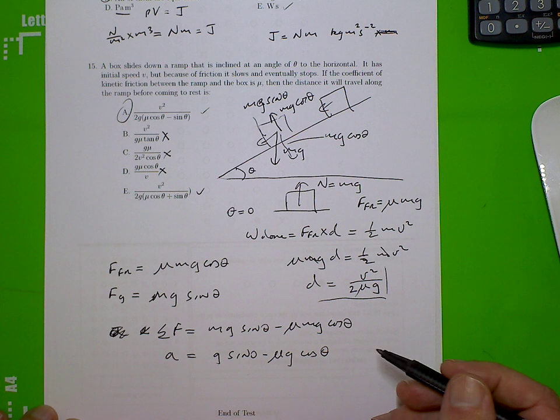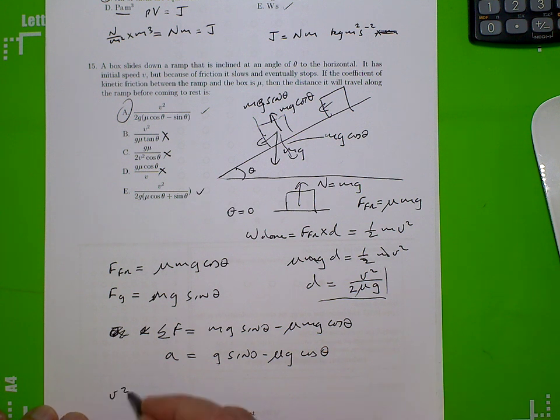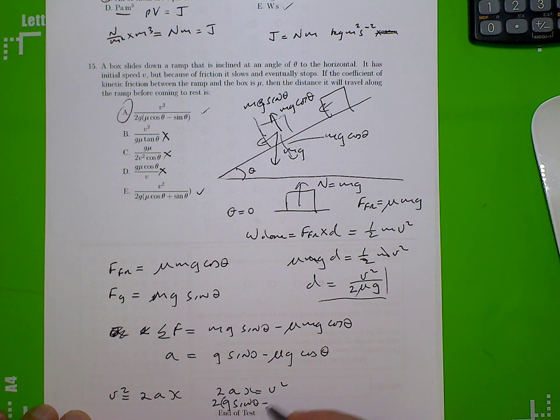And so the stopping distance, using v squared equals 2ax, we have 2 times g sine theta minus mu g cos theta times x equals v squared, and so the distance is x equals v squared over 2 g sine theta minus mu g cos theta.